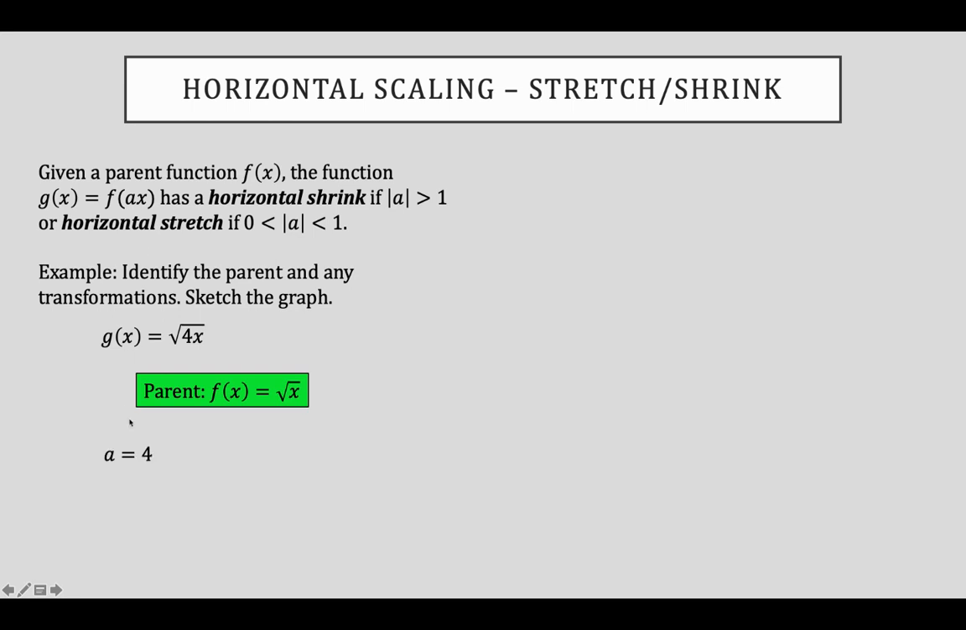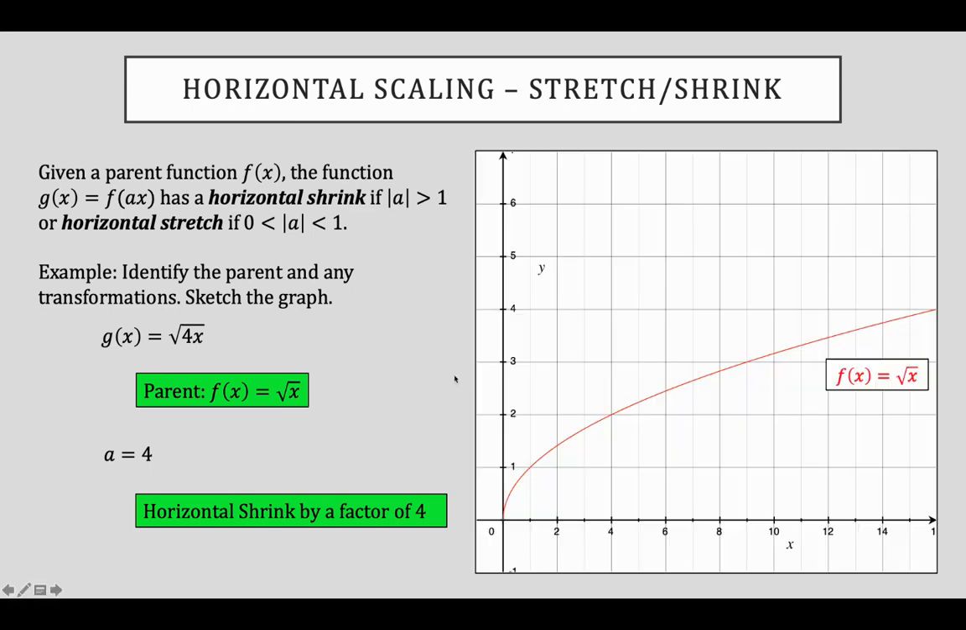In this case, a is equal to 4. That's the constant multiple that comes in front of the x. A times x. Because the absolute value of a is greater than 1, this is a horizontal shrink by a factor of 4. Now, how is this going to impact our graph? Well, here I have the graph of the parent function, y equals the square root of x.